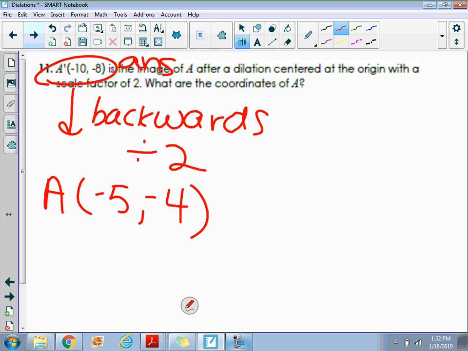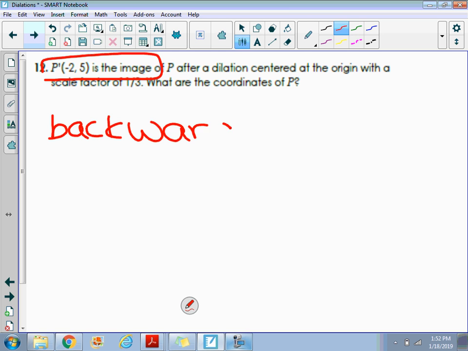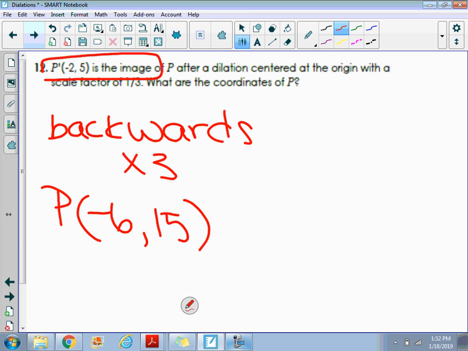Okay, and we'll do 12 together. Again, this is my answer because it's my image, after I dilated with a scale factor of 1/3. So again, I have to go backwards. I'm going to multiply it by 3, because I already divided it by 3, because it's that factor of 1/3. Multiplying by 1/3 is the same as dividing by 3. So if I multiply them by 3, I got negative 6, 15.